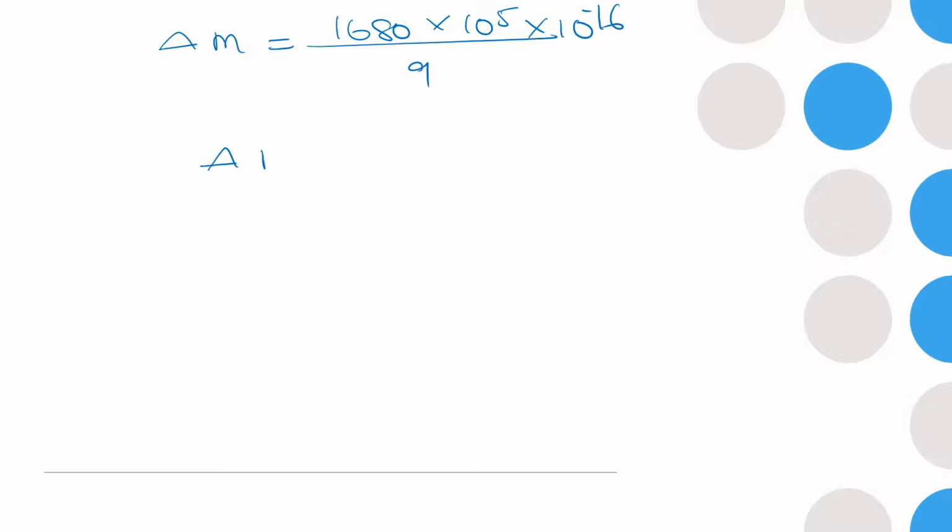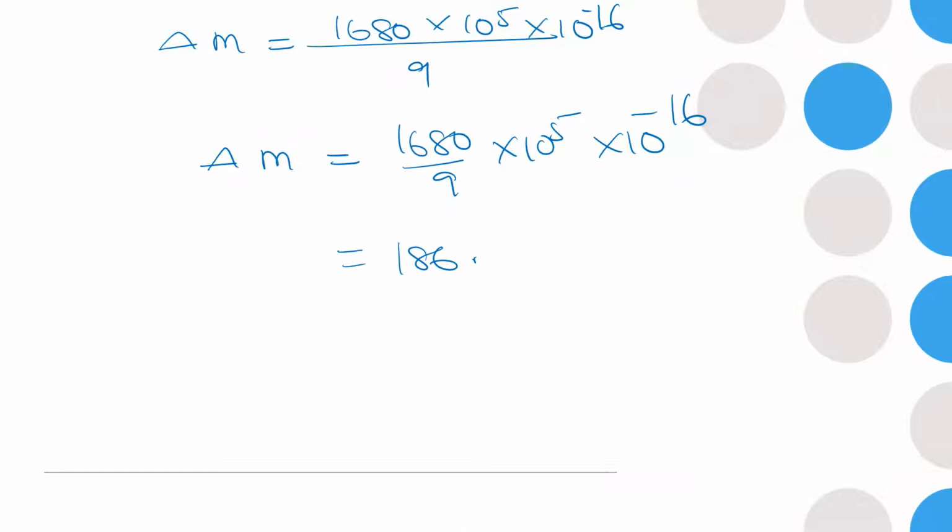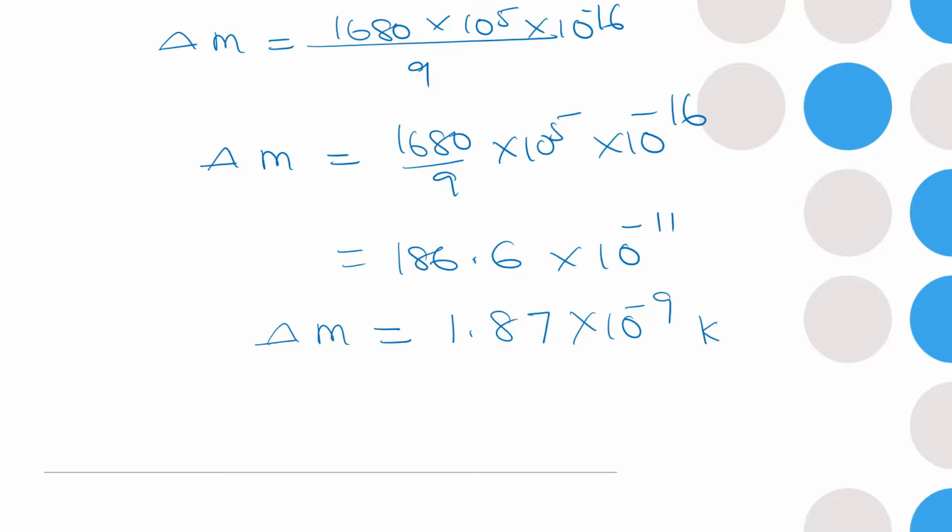So Δm is equal to 1680 by 9 into 10 to the power of 5 into 10 to the power of minus 16. 1680 by 9, after division, we get 186.6, and 10 to the power of 5 minus 16 gives 10 to the power of minus 11. So the required mass Δm can be written as 1.87 into 10 to the power of minus 9 kilogram.